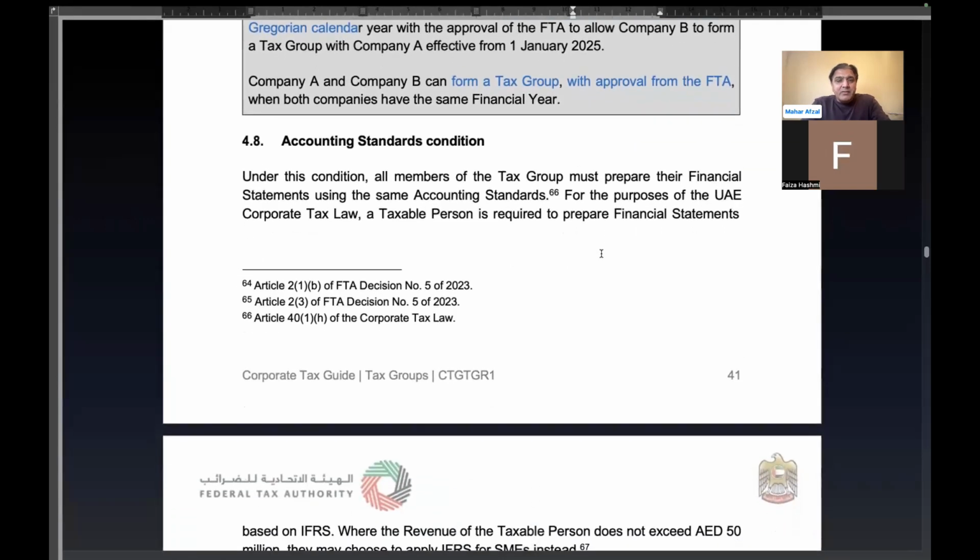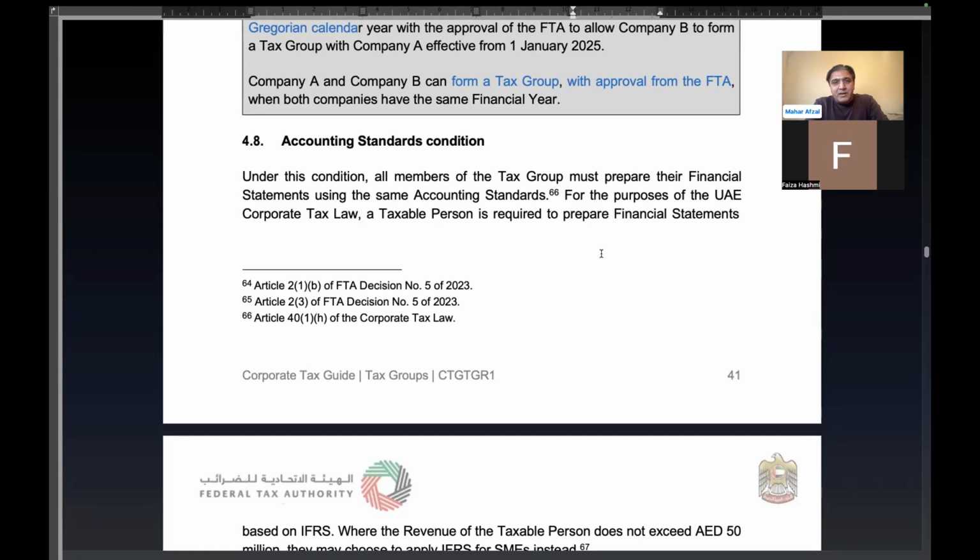All the respective members of the tax group must be applying the same or uniform accounting standards. When I'm asking about the same accounting standard, they might be applying cash basis, accrual basis, full-fledged IFRS or IFRS for SMEs, whatever they're applying, cash, accrual, full-fledged, because in the accrual, full-fledged will come or IFRS for SMEs will come.